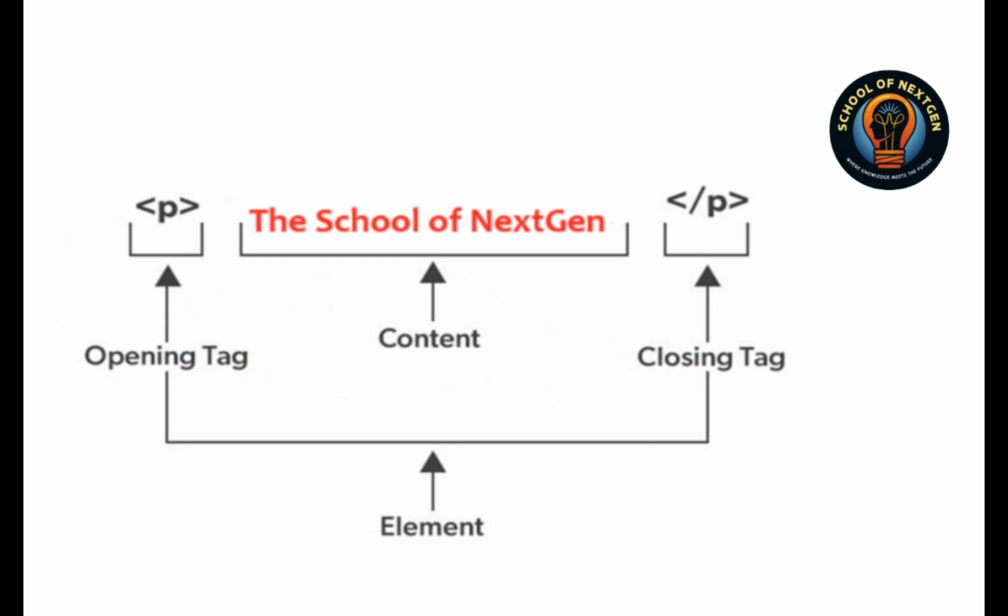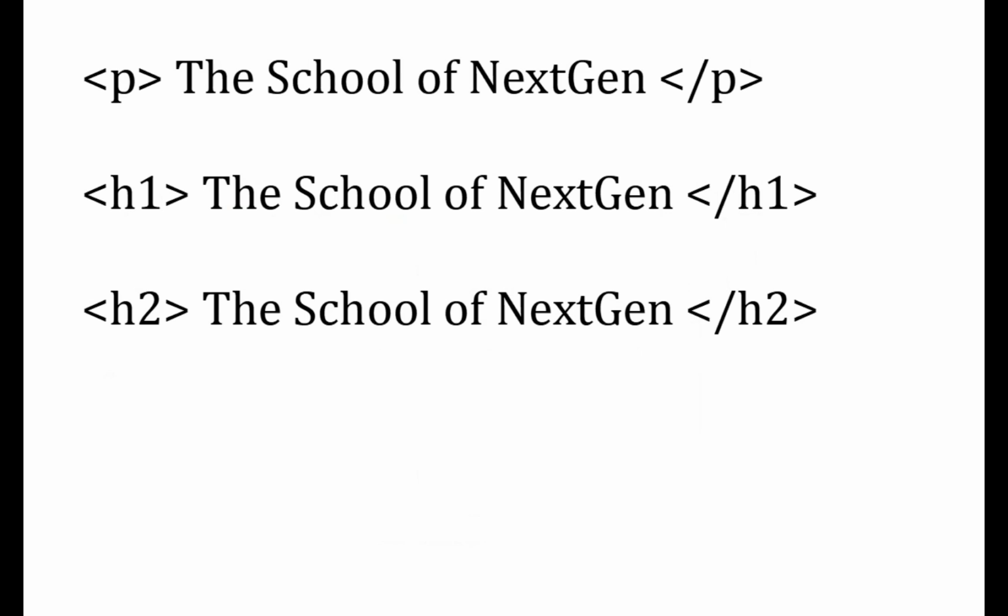In between the opening and closing tag is called content, and from the opening tag to the closing tag, this is the element. And obviously the whole HTML code is actually a bundle of elements. Here are some examples of HTML code. The first one is the paragraph tag, the second one is heading 1, the next is heading 2. So these are actually HTML tags.